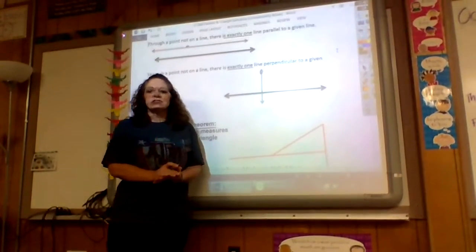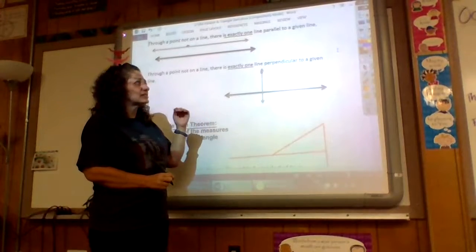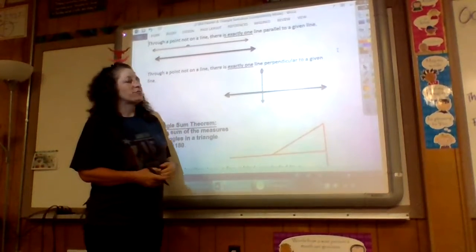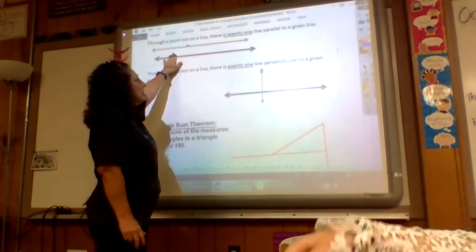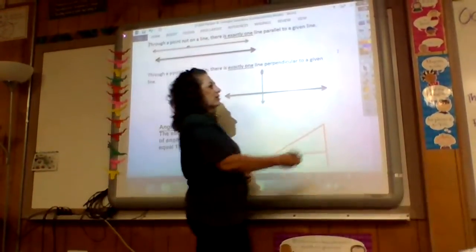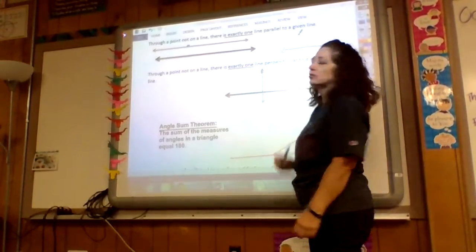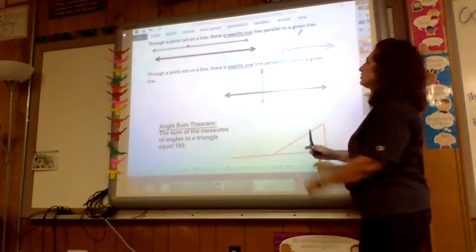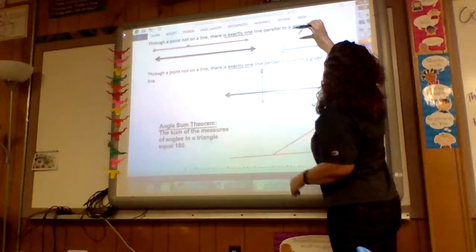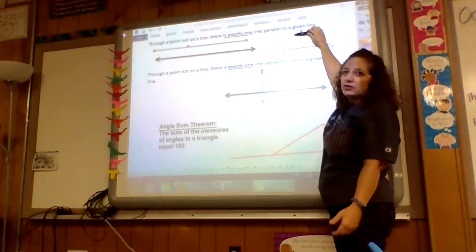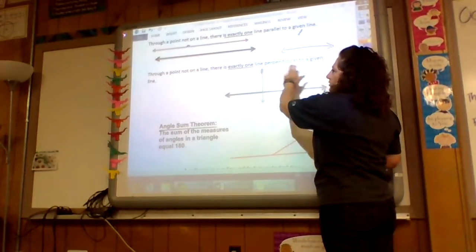So the first part of our notes today has to do with some more common sense definitional things. I don't know why I made them so large in your notes, but they are. Through a point not on a line, there is exactly one line that's parallel to a given line. In other words, I have a line, and a point somewhere not on the line. I could draw lots of lines through this point, but I could only make one of them parallel to this one. Same idea, but perpendicular is right here.